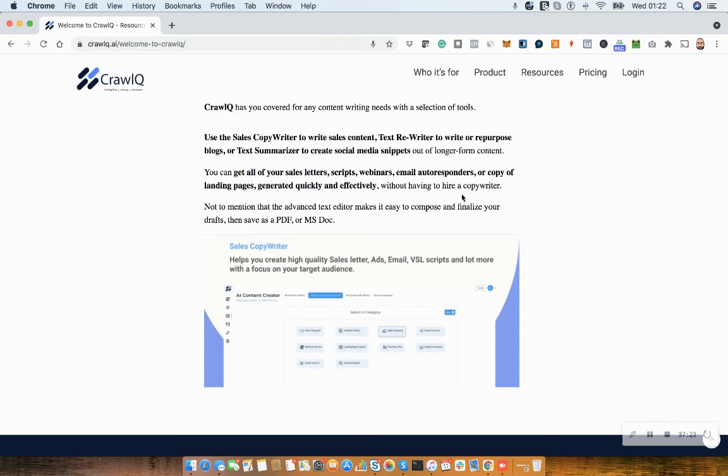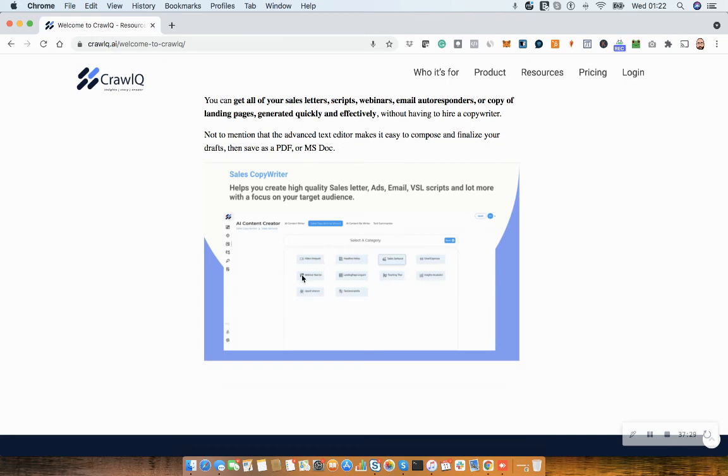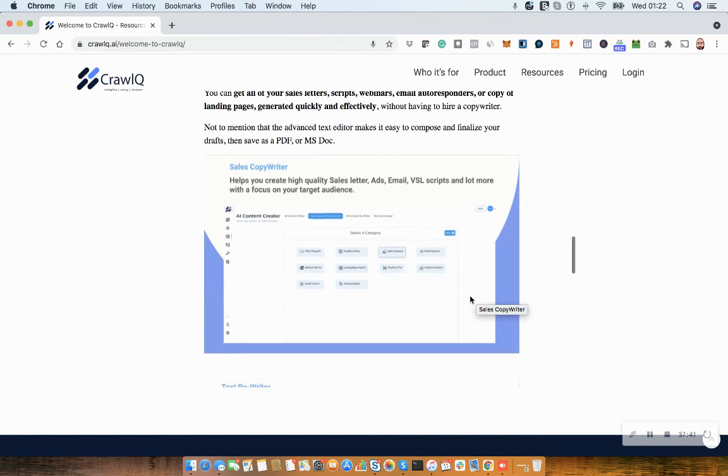And you can also use the sales copywriter. There are various types of scripts here, video scripts, headline scripts. There are 14 or 15 types of different sales letters. There are email sequences, webinar scripts, and landing page scripts.